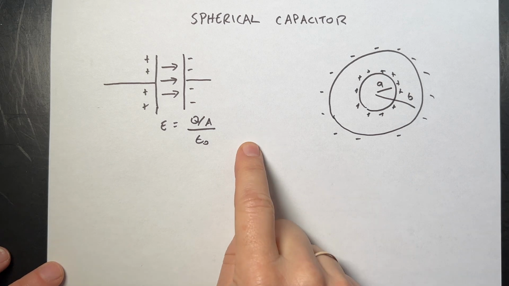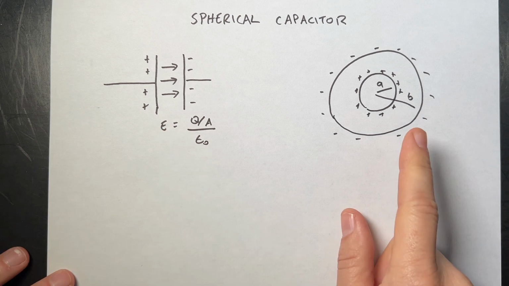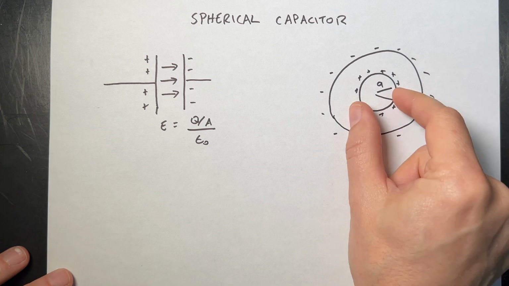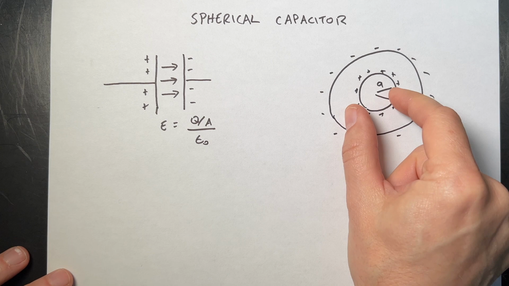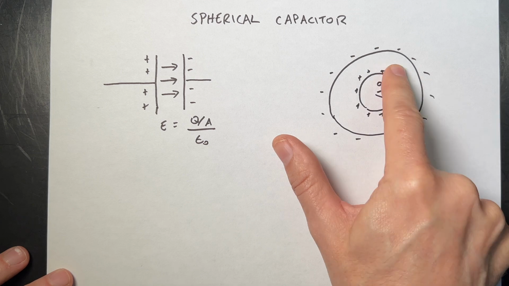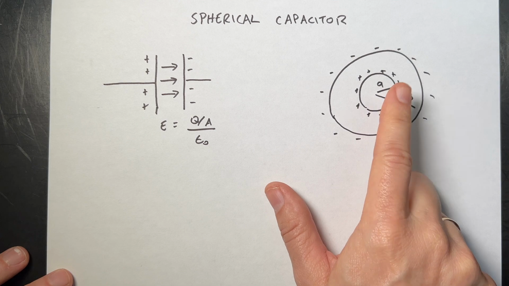Physics problem. You may have seen the parallel plate capacitor, but what about a spherical capacitor? So a spherical capacitor has two concentric spheres, with a smaller one on the inside of radius A, a bigger one on the outside of radius B, with charge Q and negative Q. And we're going to find the capacitance of this spherical capacitor.